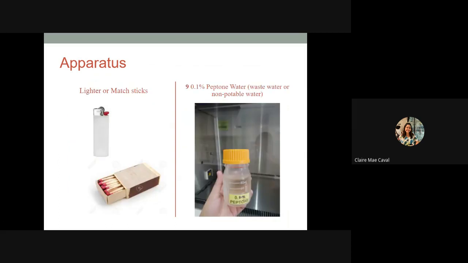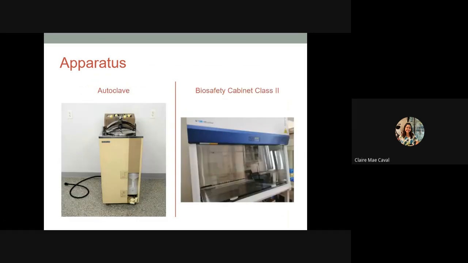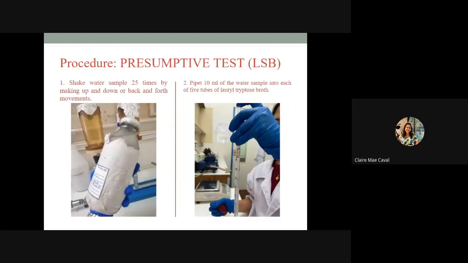Okay. So we need lighter or matchsticks, of course, and then 0.1% of peptone water. That is your dilution water. Of course, para lang siya sa wastewater or non-potable water. Kasi nga sa drinking water, we do not do dilution or perform series of dilution. Of course, we need autoclave again by safety cabinet class 2. And okay, already start with the procedure.